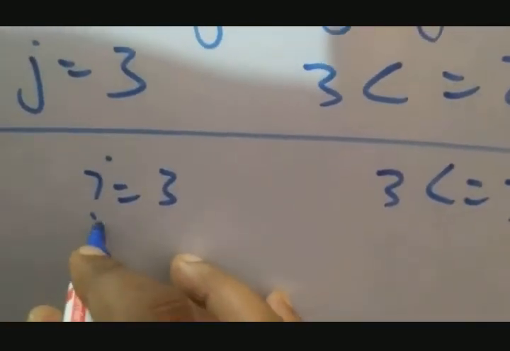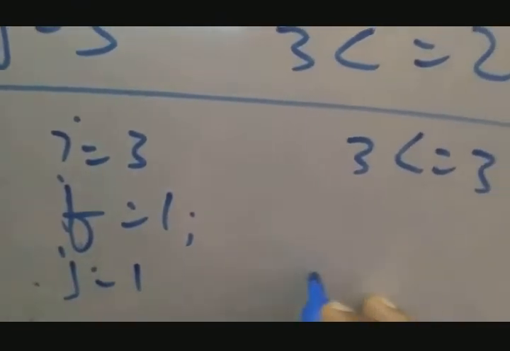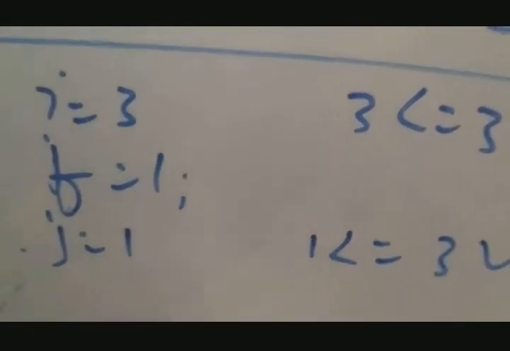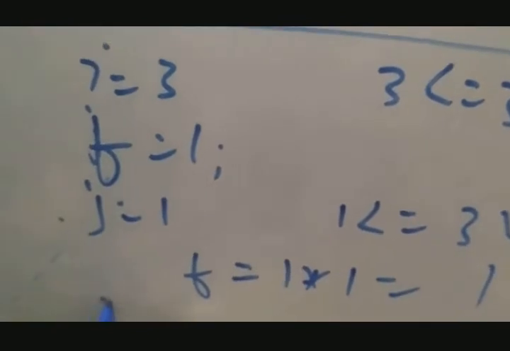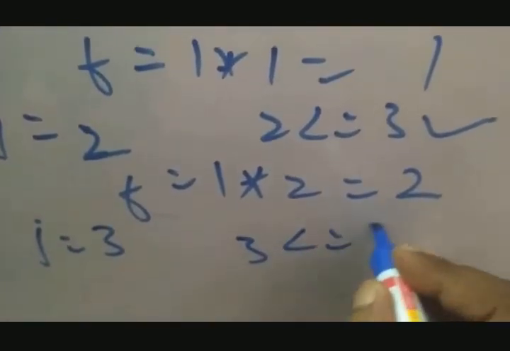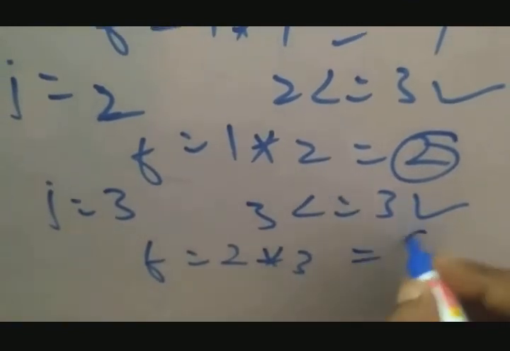True. Now f equals to 1. Now j starts with 1. 1 is less than equals to 3. True. So f equals to 1 into 1. It's 1. Then j value changes to 2. 2 is less than equals to 3. True. f equals to 1 into 2. It's 2. Now again j value changes to 3. So 3 is less than equals to 3. True. So f equals to 2 into 3. f's current value is 2. 2 into 3, it's 6.